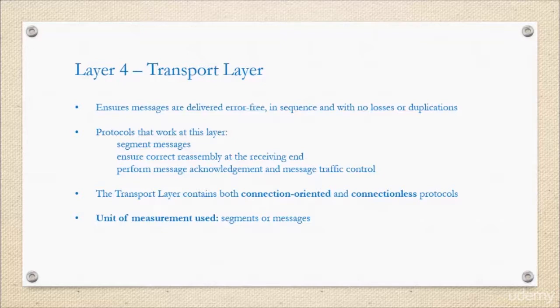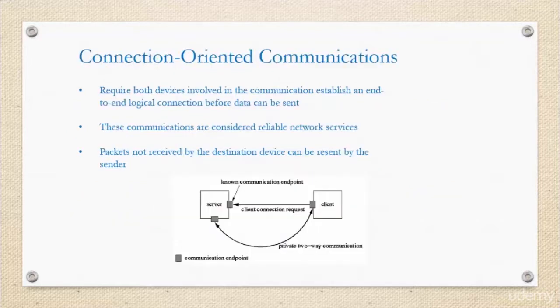Now, within the transport layer, you have both connection and connectionless protocols. Connection-oriented protocols require that both devices involved in communication establish a logical connection. So it's like, hello, I'm a PC, and hello, I'm a server. All right, we've established communication. This is considered a reliable network service because you have established communication. If you're doing this in person with two people, you would know who the other person is, and all of a sudden they become more reliable, right?